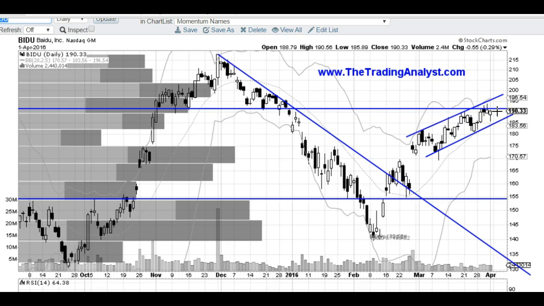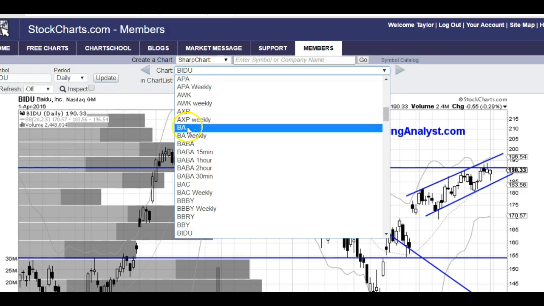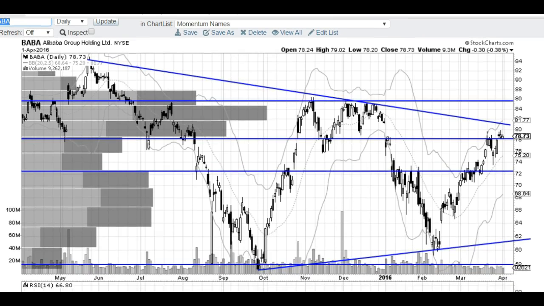Next, we're going to be covering Alibaba. Okay, so Alibaba is coming up to a key downtrend line right here. We've got a touch here, here, here, a bunch of touches here, and then we're coming up to that test right here, which matches up perfectly with this gap fill right there. So we'll see what happens.